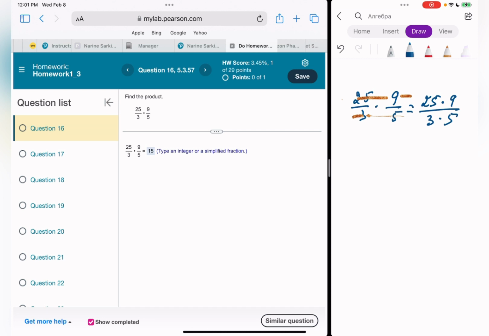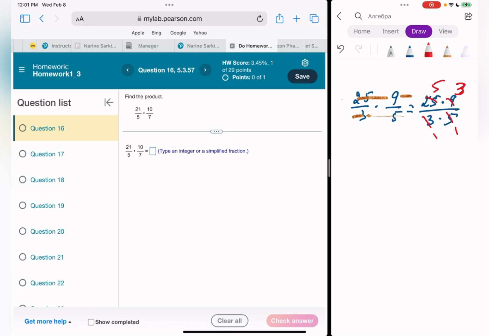So what do we have? I can reduce 25 by 5. This is 1, this is 5, right? And 9 and 3, 3 by 3 is 1, 9 by 3 is 3. 5 times 3 is 15. 15 over 1, or just the number 15. That was the answer already.